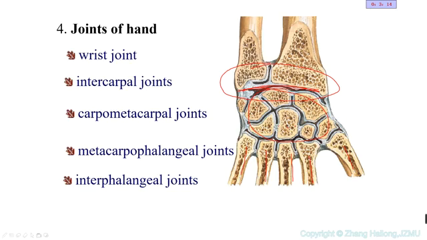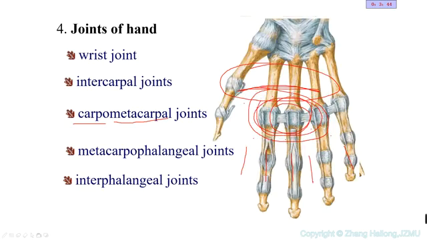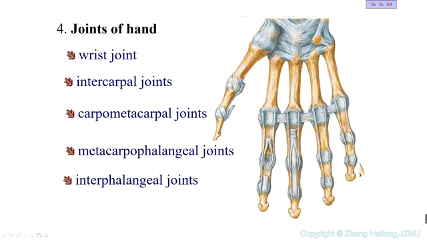All of the carpal bones belong to the short bones. They are very small, but move very freely. Between all these carpal bones are the intercarpal joints. And here, the metacarpal bones. Between the carpal bones and the metacarpal bones are the carpometacarpal joints. There are 5 carpometacarpal joints. And continue. Here are the 5 metacarpal bones.